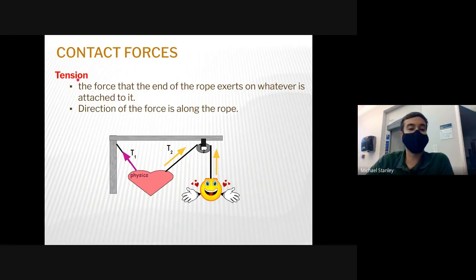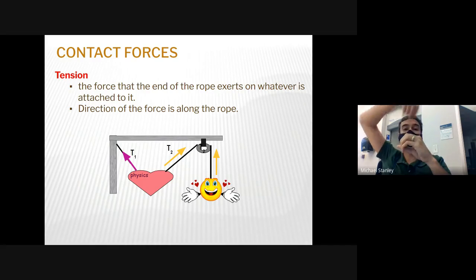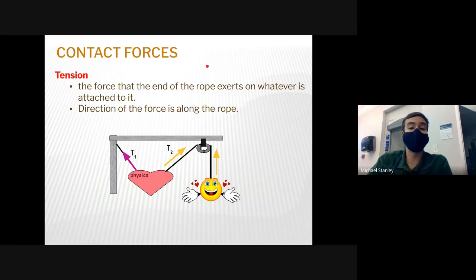All right, other contact forces include tension. So tension is a really simple one. It's just the force from a rope or a string or some sort of attached object. So if you're holding something above the ground and it's attached to a rope or a string, there's tension between that object that's hanging there and the rope and the string that it's on. And that tension is the force that's holding that object up.